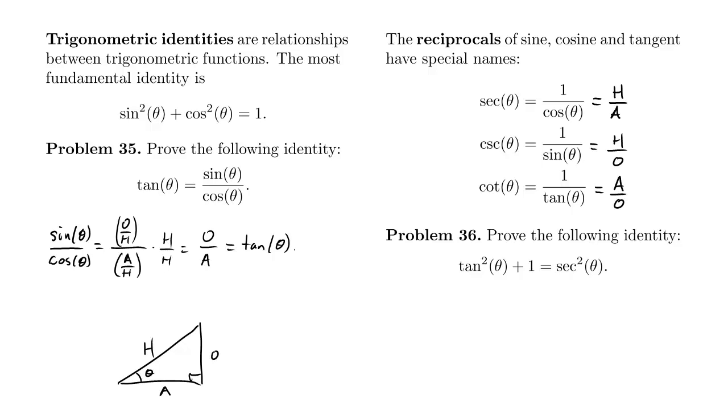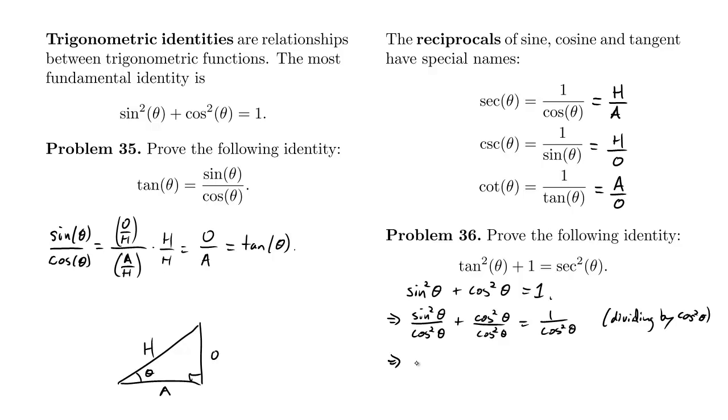Let's prove the next identity. We want to show that tan squared of theta plus 1 is equal to secant squared of theta. This looks a lot like the identity sine squared theta plus cos squared theta is equal to 1. So let's start with that identity and manipulate it to get the one that we want. We know that tan is sine over cosine, so let's divide the equation by cosine squared theta to get sine squared over cos squared, which is tan squared. This also cancels with the cos squared to give 1. On the right-hand side, we are left with 1 over cos squared theta, and 1 over cos is secant, so we get the desired identity.